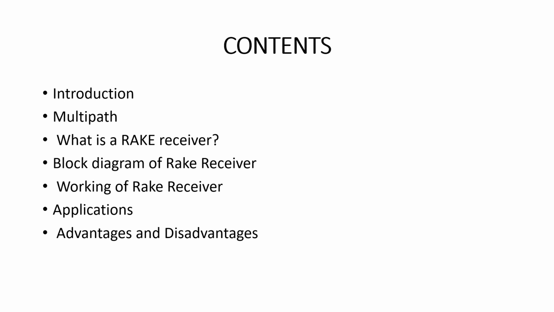So these are the outlines. We are going to start with the introduction. Then we are going to discuss about multipath, what is multipath. Then we are going to discuss about what is rake receiver, which will be followed by the block diagram description of that receiver. And then we are going to discuss the working principle of rake receiver, which will be followed by several applications of that receiver. And finally, we are going to conclude by discussing some of the advantages as well as disadvantages associated with this rake receiver. So let us start with this contents.